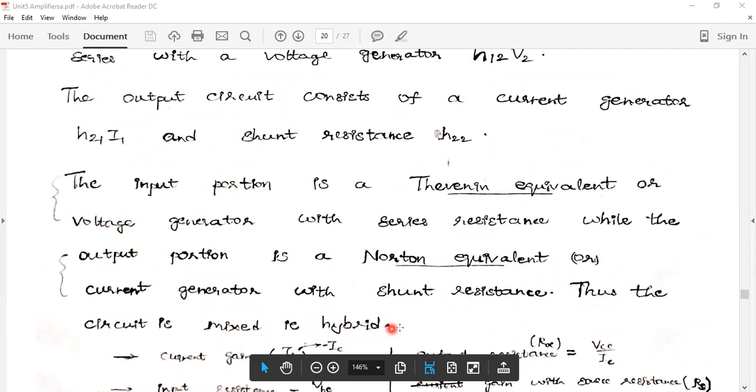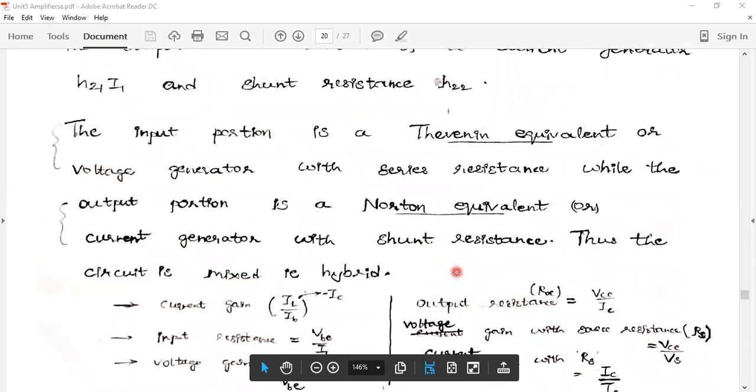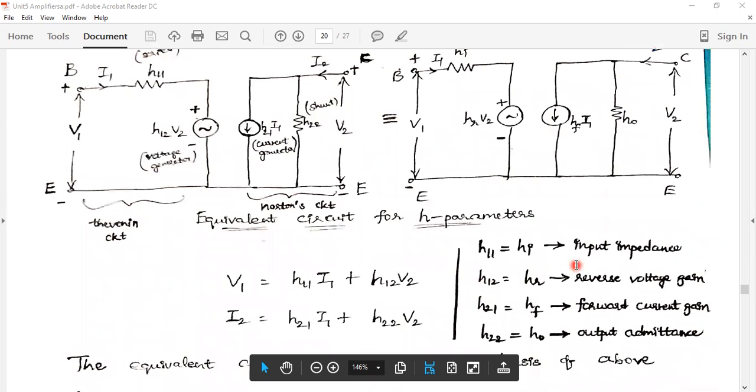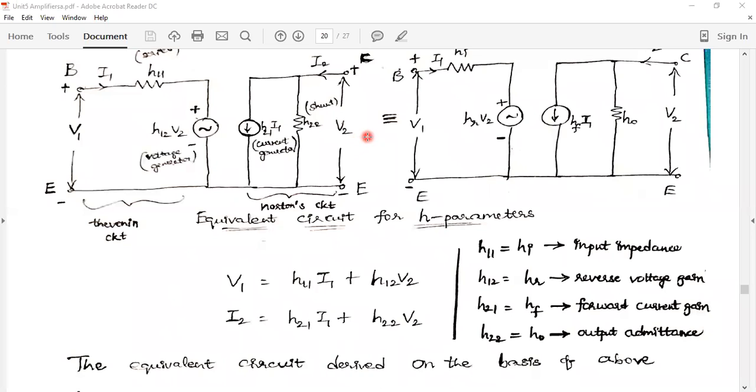Thus the circuit is mixed, that is hybrid. I am going to obtain different parameters. One parameter is impedance, another is voltage gain, another is current gain, and another is output admittance.